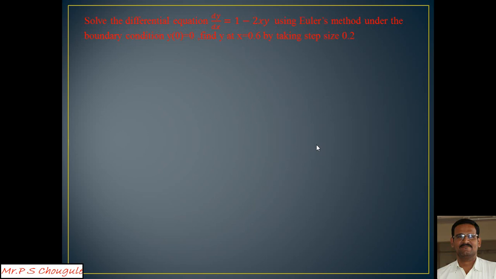Now before solving this, let's extract what they have given. So they have given the ordinary differential equation dy upon dx, which we call a function. So the differential equation dy upon dx is equal to f(x, y), which is equal to 1 minus 2xy.